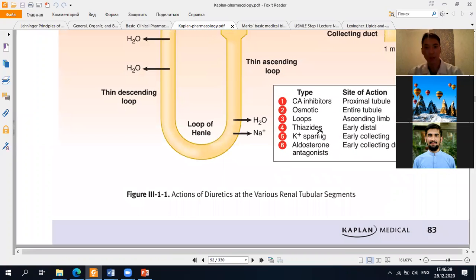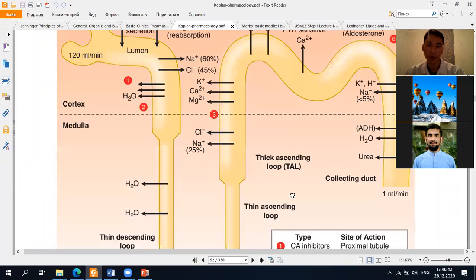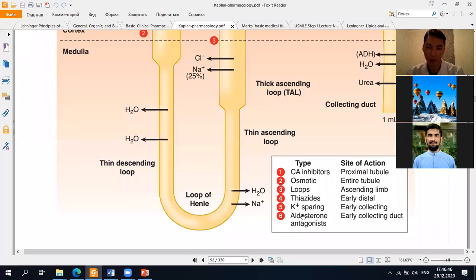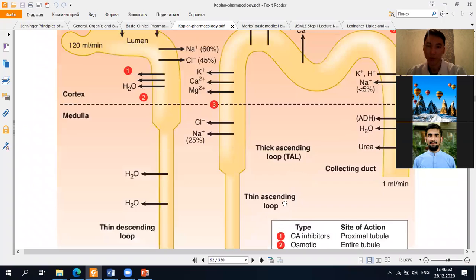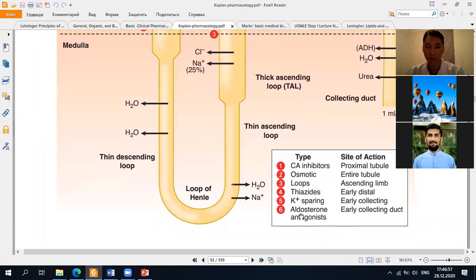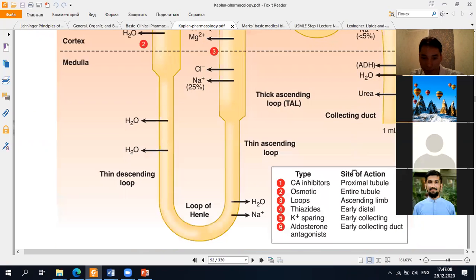Another one, thiazides act on the number 4 area. These are the thiazides area. Another one, potassium-sparing diuretics will be acting in the early collecting duct. Aldosterone antagonists also act on the early collecting duct too. Aldosterone, here we have.